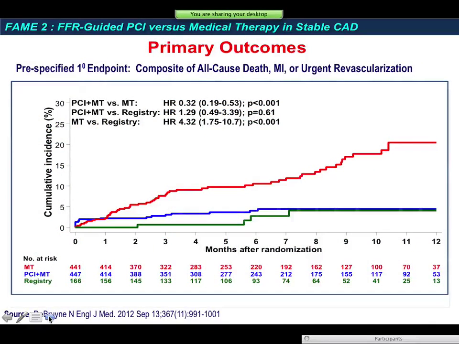So the primary outcome is something you all need to think about. All-cause death, which is a very tough endpoint. It's really basically the number of bodies standing, if you will, between the two. Myocardial infarction or urgent revascularization. The follow-up here now is only through 12 months. This trial was stopped prematurely by the DSMB.